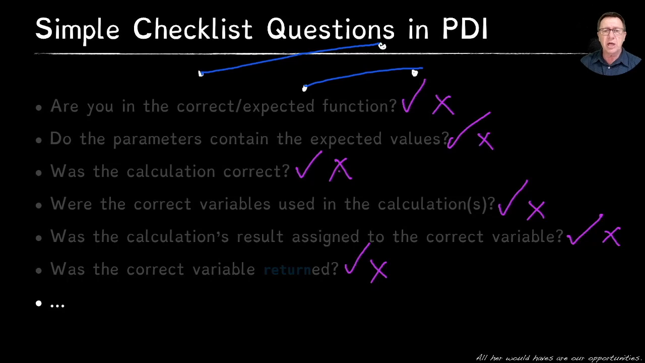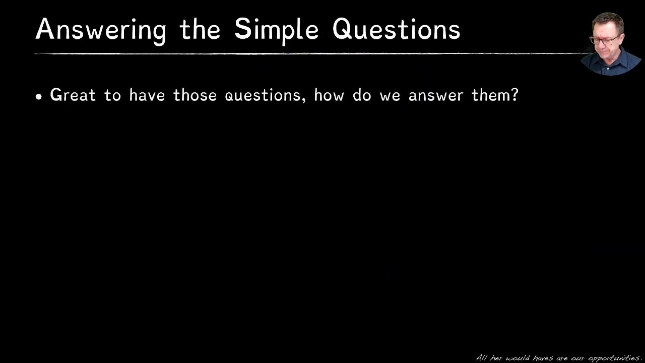And if you go online, you will find that there are 101 checklists that you can work with. And it's important, I would suggest, to develop your own checklists, things that help and support you as a software developer to write the best code and to find your own errors as soon as possible. So, answering the simple questions.